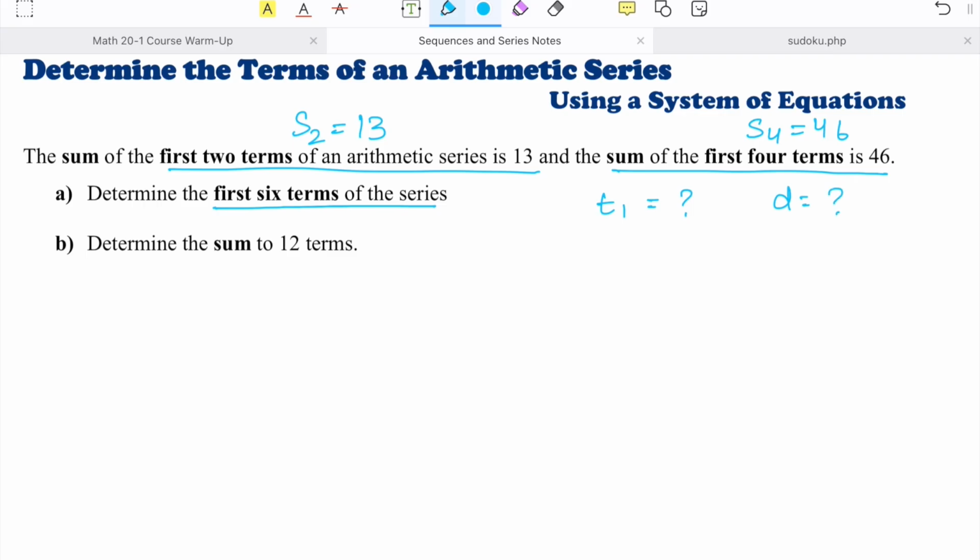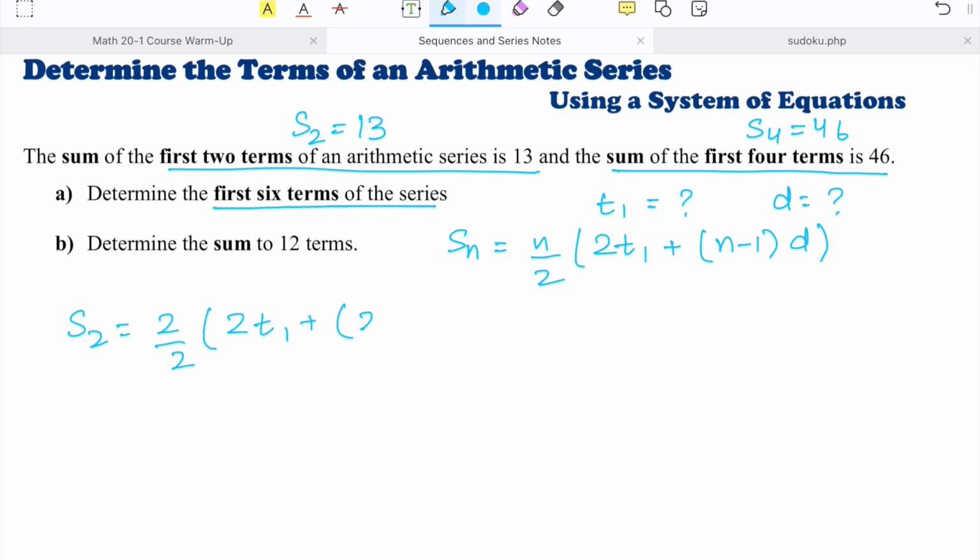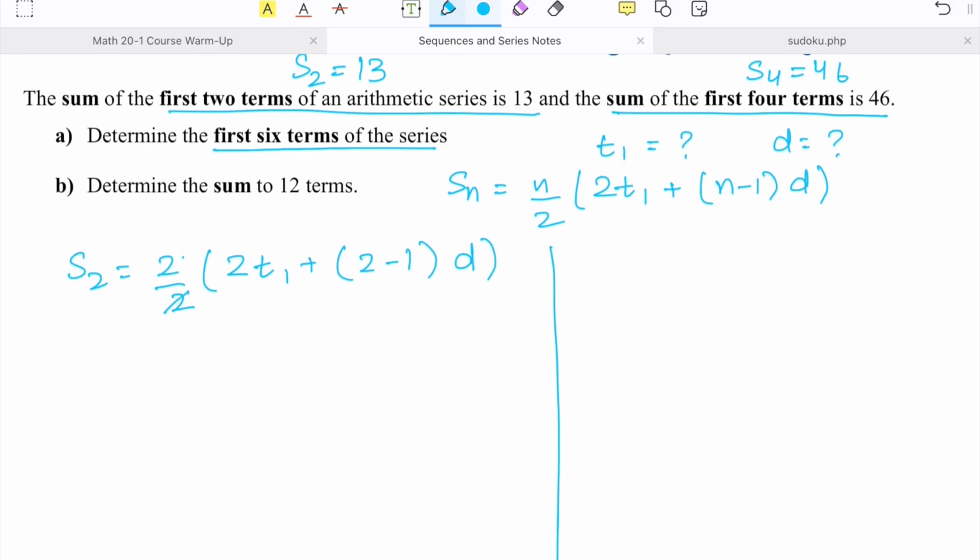Okay? But we do know that the formula of Sn is equal to n over 2 times (2t1 plus (n minus 1) times d). So I'll just use that. S2 is equal to 2 over 2 times (2t1 plus (2 minus 1) times d). Let's simplify that. 2 divided by 2 is 1, right? When we have 2 minus 1, that's 1 again. So we're left with 2t1 plus d. And our S2 is 13, so I'm going to replace that. That's my first equation.